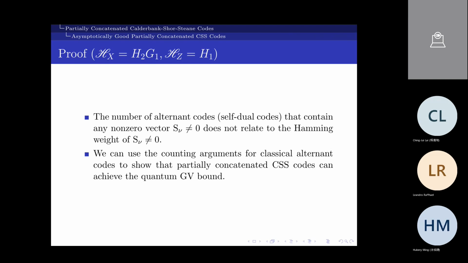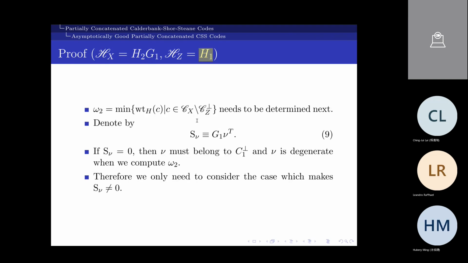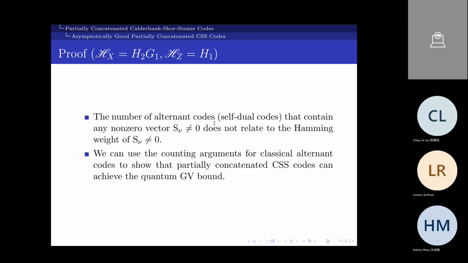Okay, I'm back. And the number of alternate codes, yes. Sorry, the self-dual codes are in the discussion part, and I write it here. We can only see about the alternate codes. The number of alternate codes that contain any non-zero vector does not relate to the Hamming weight of SV. This is the key point of our proof.